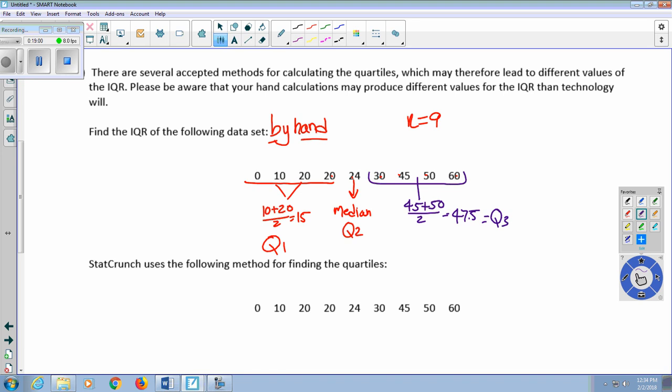So now we have the pieces we need to find our IQR. Our IQR, interquartile range, is the difference between Q3 and Q1. So 47.5 minus 15 is equal to 32.5.